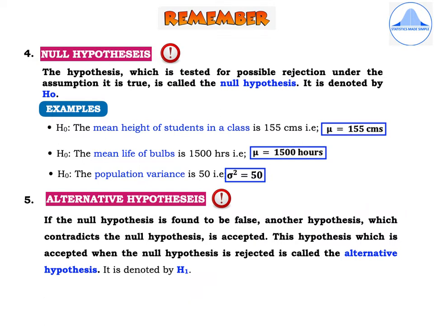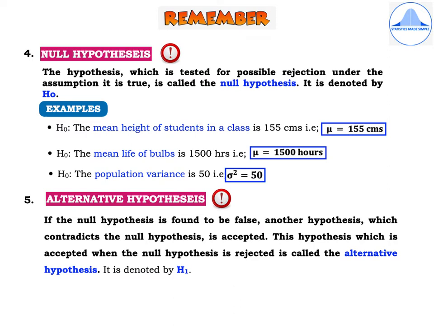Now observe very carefully that what I've highlighted in blue color in each of these examples is nothing but the parameter values. Okay, so the same I have written in terms of notation. So the mean height of all students in a class means it is mu. The mean life of bulbs means again it is mu. The population variance is sigma square.